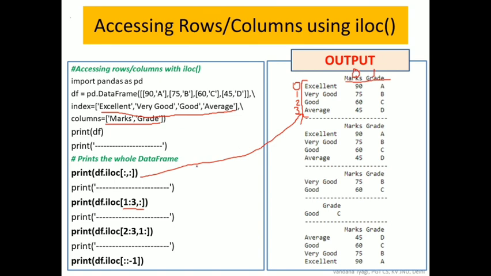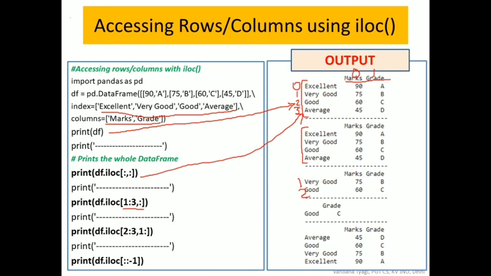This data frame is actually printed twice. Print df is printing this, and this loc is printing, this is again my original data frame only. So here we are printing 1 and 2 only, because it is 1 till 3. The third index is being dropped here. So 1 and 2 we are printing here, very good and good.